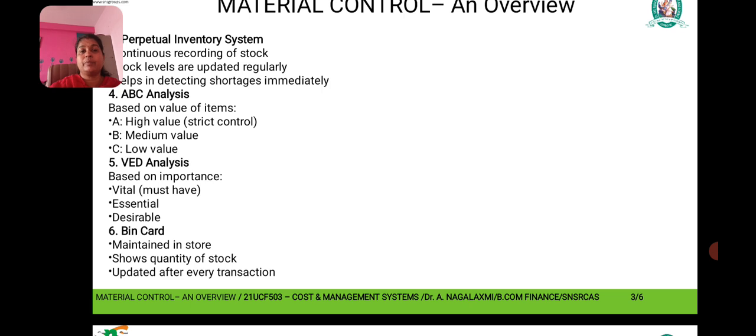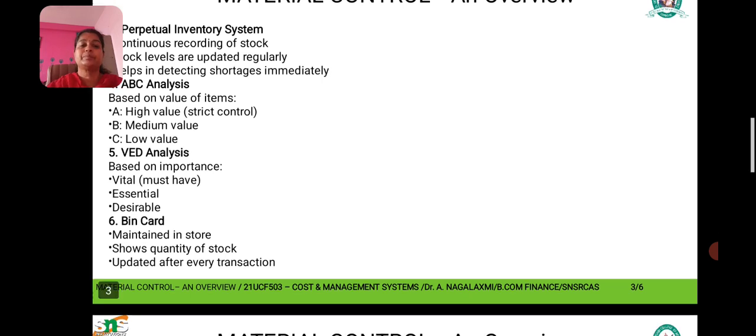this is the value in the stores. Next, if on 3rd, we are sending the goods to the manufacturing unit, here this much is issued. So the balance has been reduced. This is the balance available. So it is a card which shows quantity of stock. It should be updated after each transaction. It may be a purchase or it may be an issue.